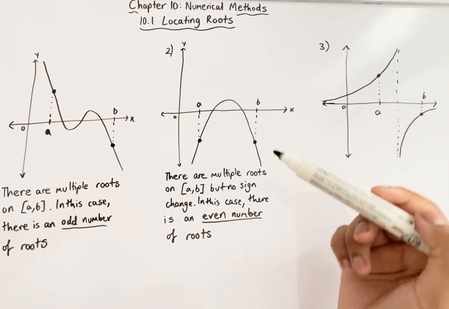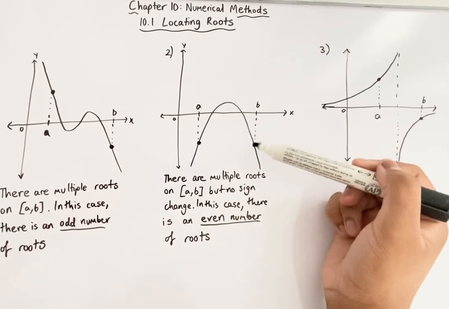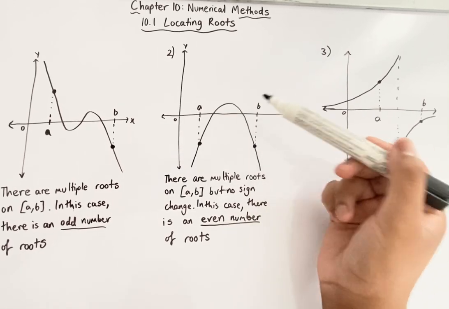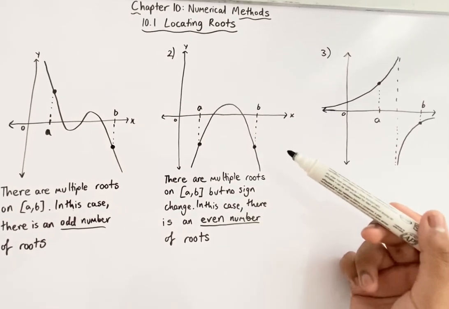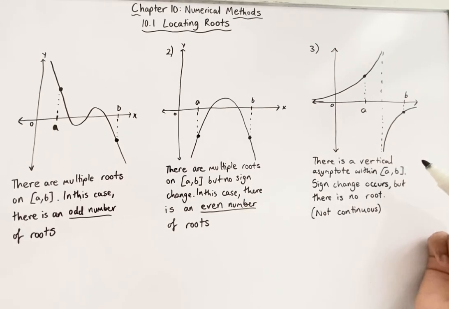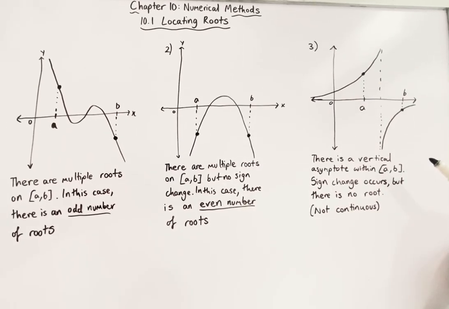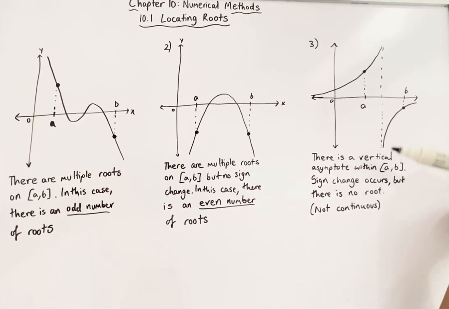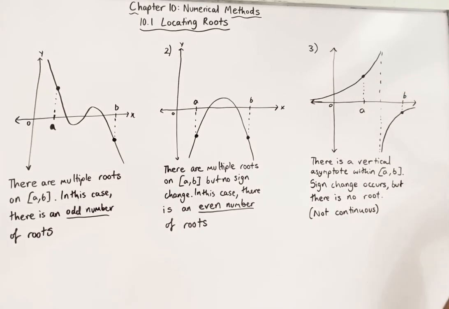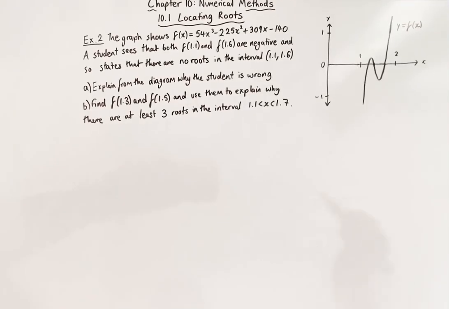For the second situation, there is no sign change between x equals a and x equals b. However, there are multiple roots. In this case, that means that there will be an even number of roots. For the third situation, the function isn't continuous on the interval [a, b]. There is a vertical asymptote, so although a sign change may happen, there is no root. Let's do one more example.